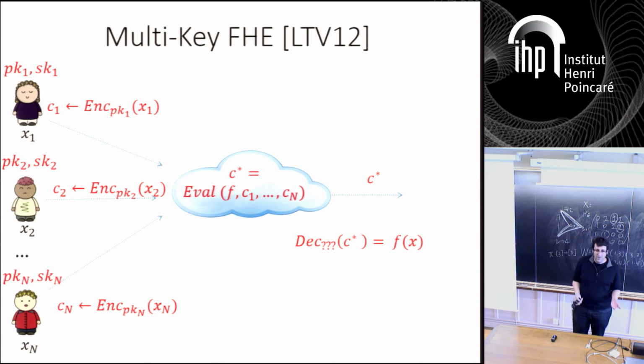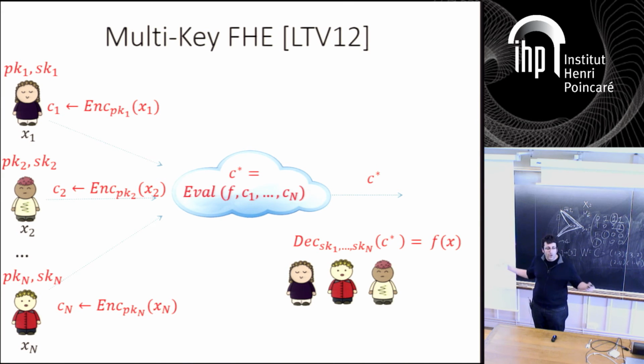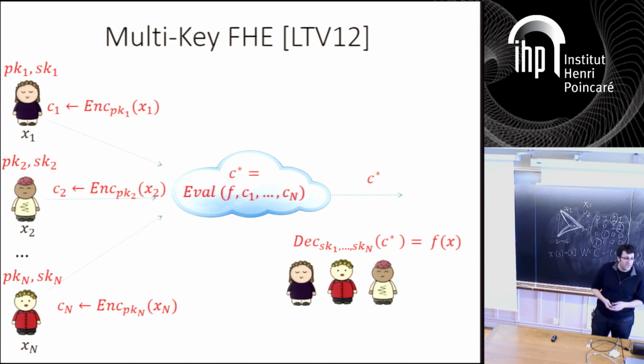So that shouldn't happen. By security, you know that no individual user should be able to decrypt the ciphertext. Instead, what we want to require is that somehow it's an encryption under the secret keys of all the users. So if they all come together, there's a way to combine the secret keys of all these different people and get the output f of x.